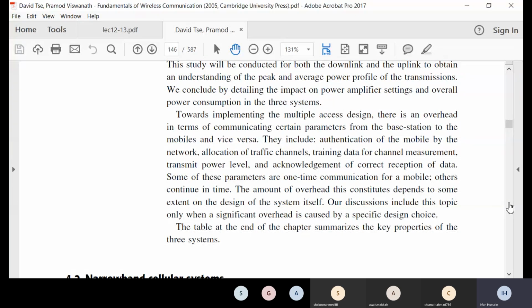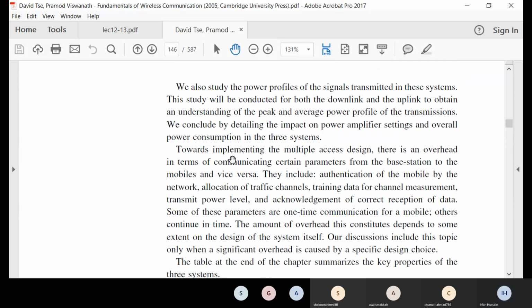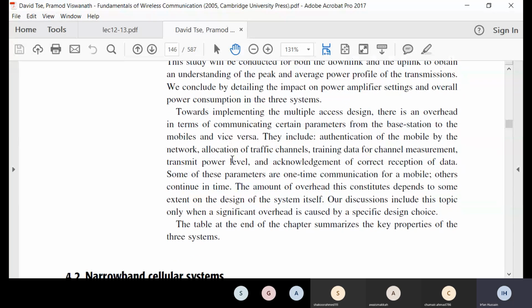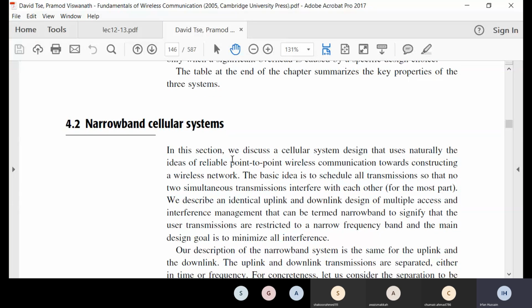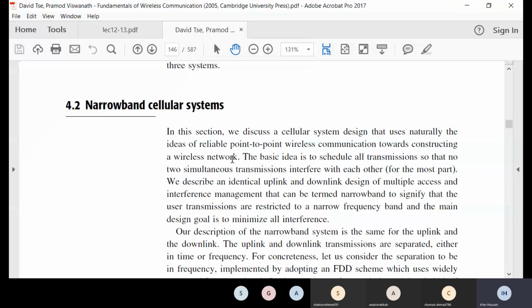All right, let us see what we were studying here. First of all, we start with GSM, 2G. These are called narrow band cellular systems. The idea is developing point-to-point wireless communication, and the idea is that no two simultaneous transmissions interfere with each other.